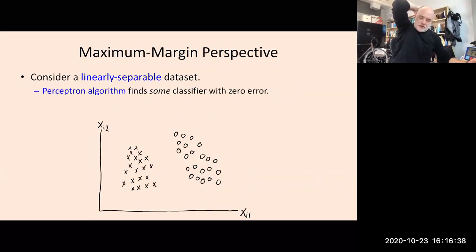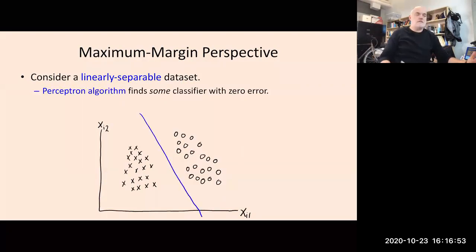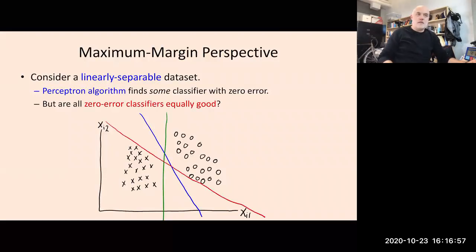So we talked about the perceptron algorithm. We gave the algorithm, you add a little bit of each data point to the weight vector, and we said, okay, if the data points are linearly separable, then the perceptron algorithm will find some classifier with 0 error. So it might find this one, it might find this one, it might find this one. The question is, are all 0 error classifiers equally good?